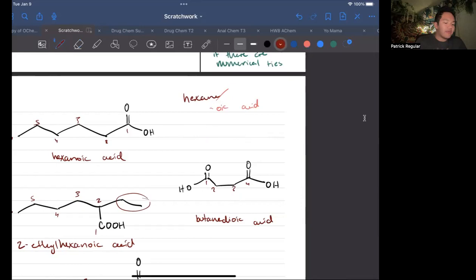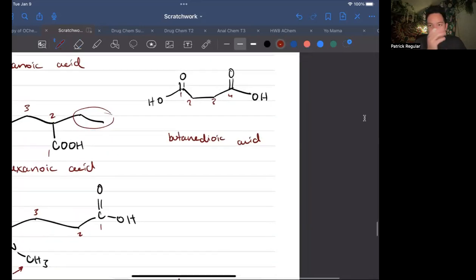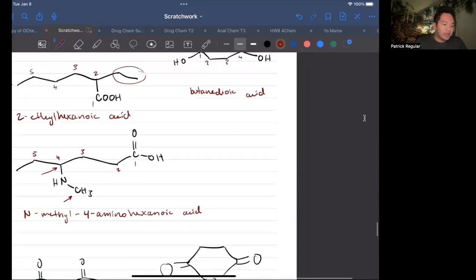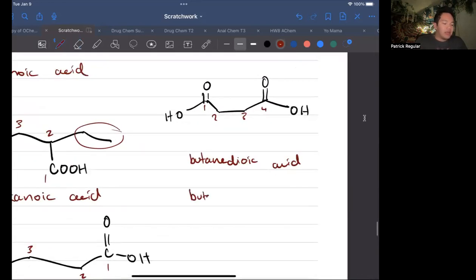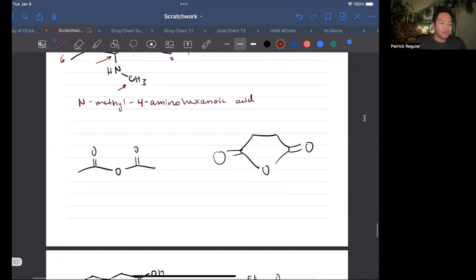So the moment you have a consonant in the next part, like the D in dioic acid, that means you do not drop the E. You keep the vowel there. Okay. Now technically, butane 1,4-dioic acid would be the more correct term.